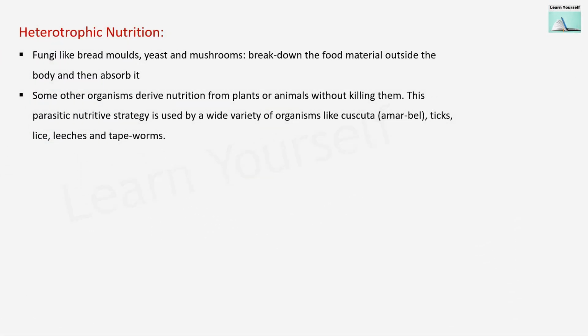Now comes the heterotrophic mode of nutrition. Fungi like bread molds, yeast and mushroom break down the food material outside the body and then absorb it. So this is the difference, that they first break down the food material outside their body and then absorb the nutrition from that. Some other organisms derive nutrition from plants or animals without killing them. This parasitic nutritive strategy is used by a wide variety of organisms like cuscuta, which we call amarbel in Hindi, and ticks, leeches, lice and tapeworms. All these parasites absorb the nutrition from the host, but they keep them alive. They will not kill them, so that they keep on getting the nutrition from the host organism.